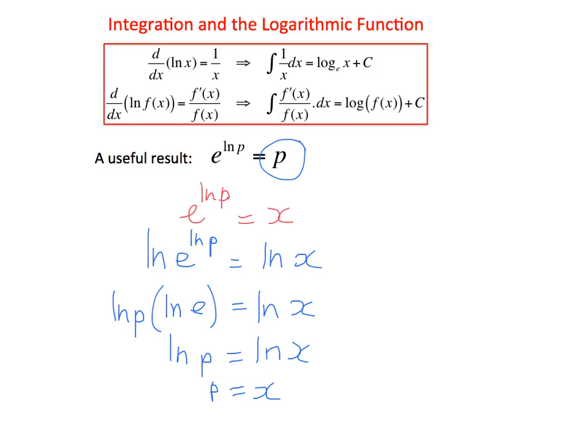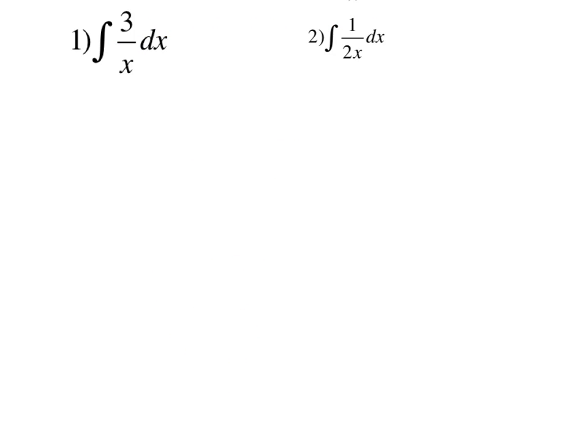Very useful result. So, the integral of 3 on x. Now that is the same as 3 times the integral of 1 on x, because with a constant, you can take that out the front of the integral sign. And then you just learnt that the derivative of log x is 1 on x. That means the integral of 1 on x must be log x. And because this is an indefinite integral, we will add plus c.